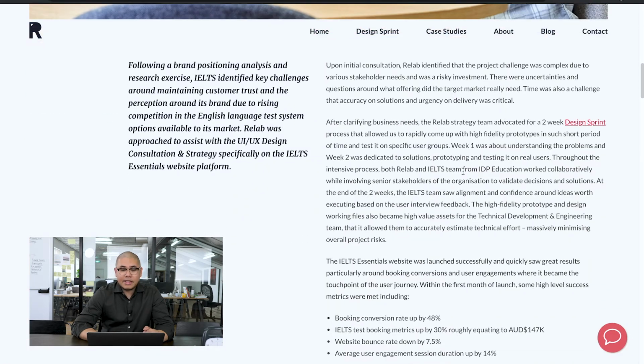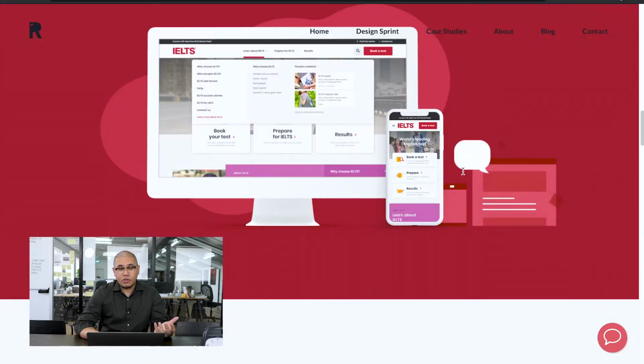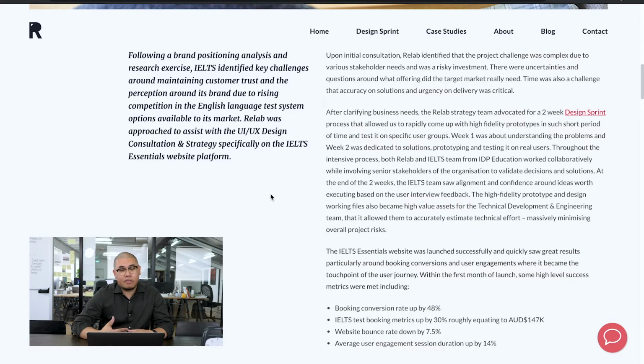Now, when I say that we try to lead with visuals, we also try to give just enough information on the process. So for readers or stakeholders who are interested to find out more about Relab or the work Relab has done, hopefully these couple of paragraphs down here will help them understand the process, again, at a very high level. We're not trying to get into too much detail because we could go through that for hours. But for now, what's important is to understand how the design sprint process we did for IELTS brought value to the IELTS team in general.